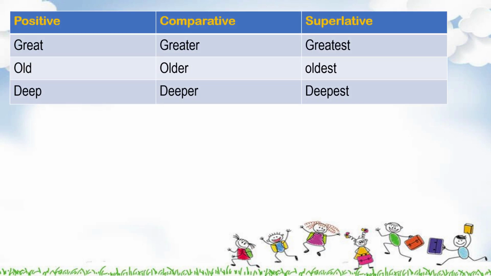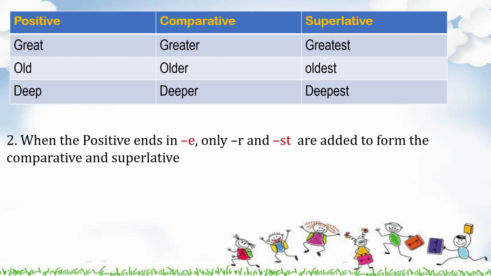Let's see the example for the first rule. Positive, great. When it comes to a comparative, er is added to the positive: greater. For superlative, we have to add est: greatest. Old, older, oldest. Deep, deeper, deepest.